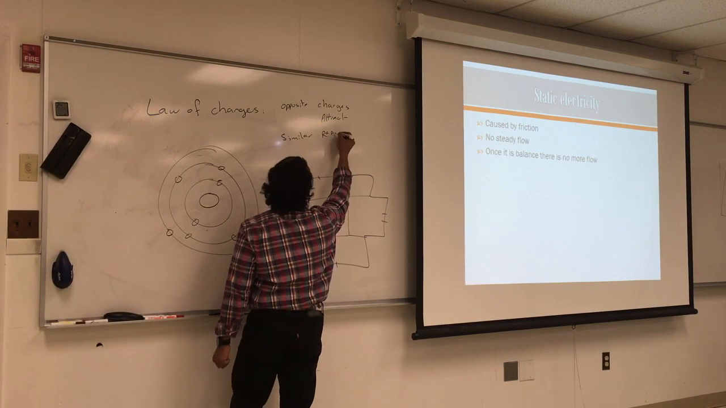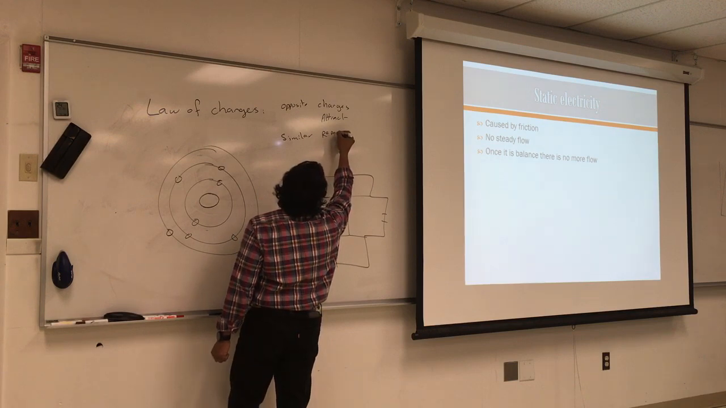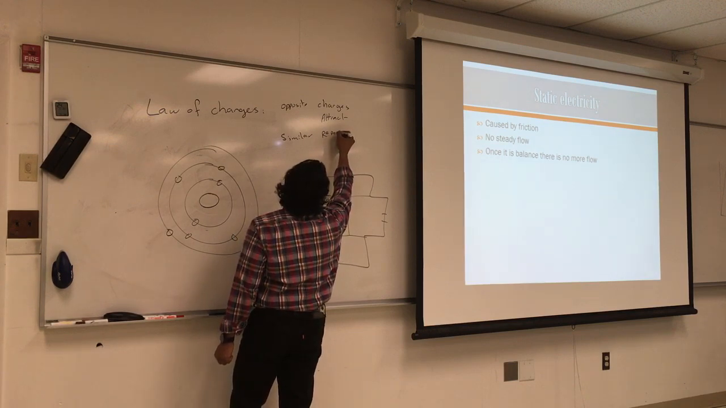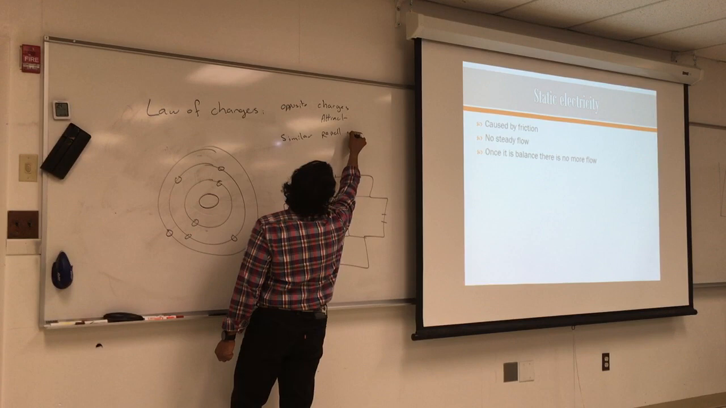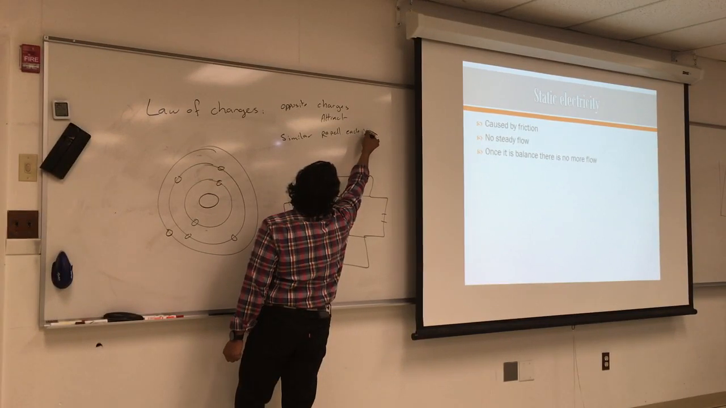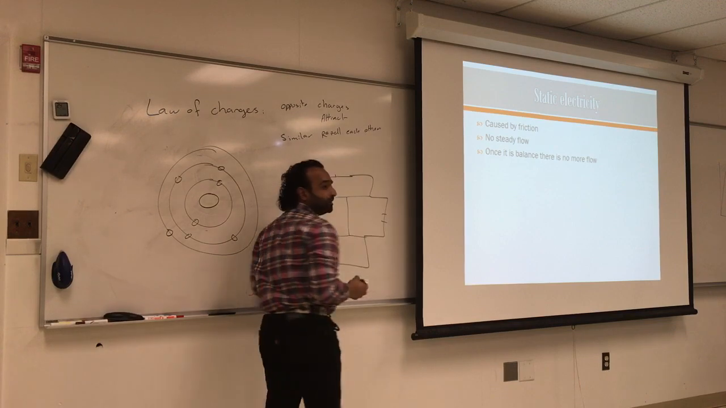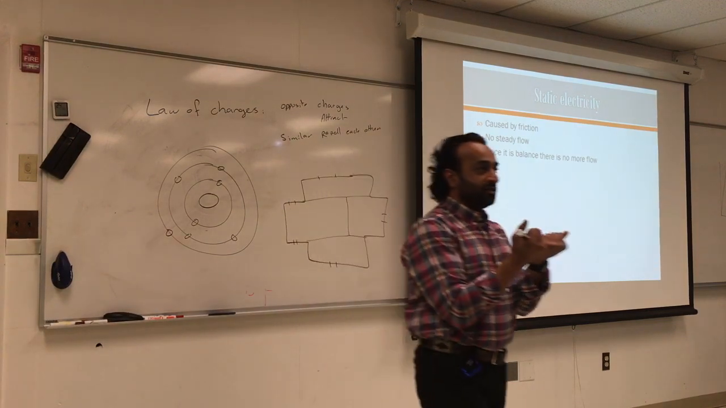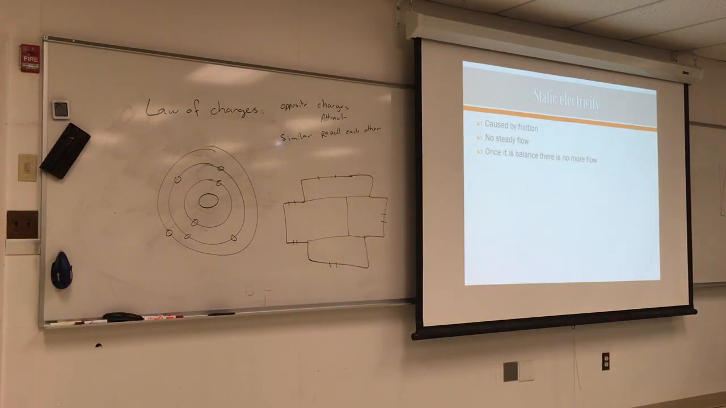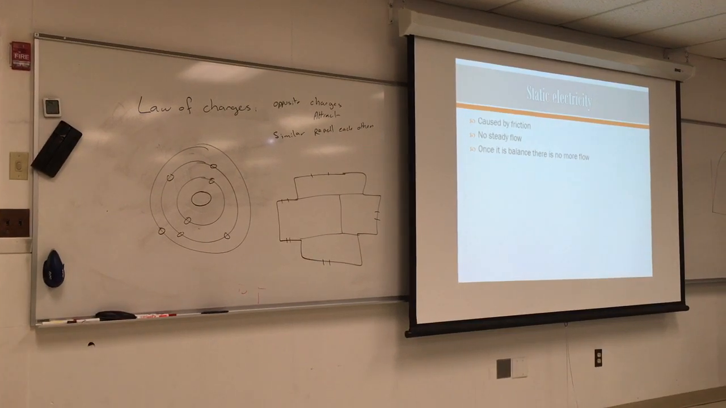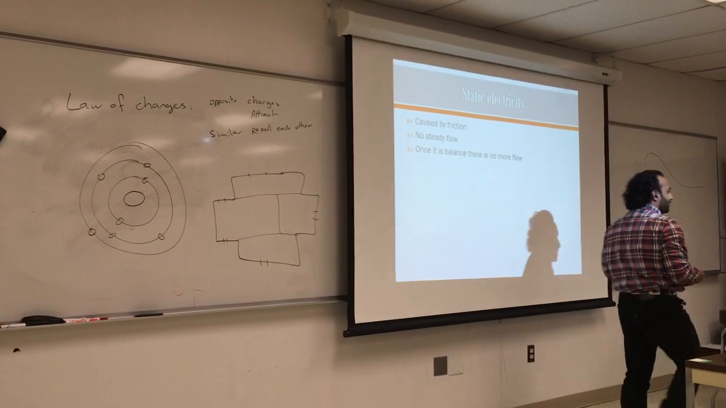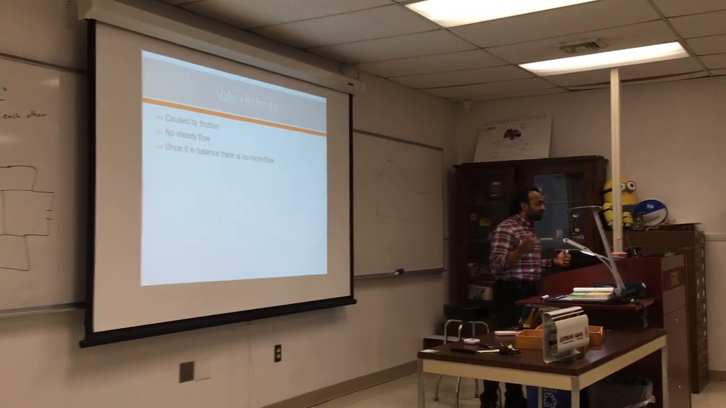Repel each other. So when you have positive and positive, it will repel. If you have positive and negative, it will attract. So once it bounces, it's going to be discharging.